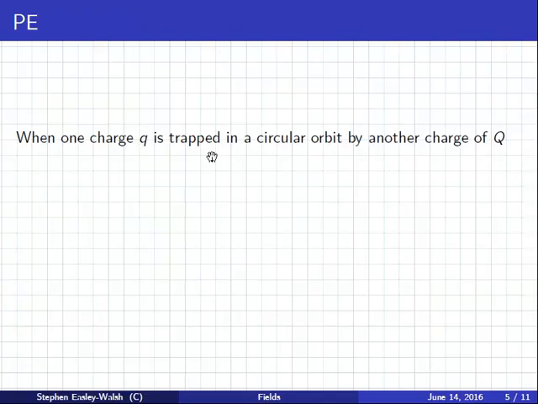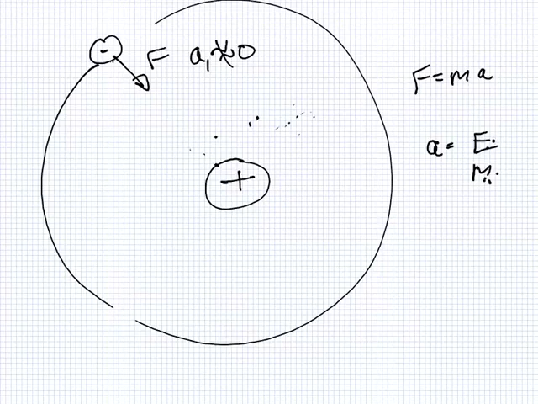Right, now, when a small charge q is trapped in a circular orbit by another charge, big Q, it will have potential energy. Will the potential energy be positive, negative, or zero? Negative, yeah. Just like in the example I drew here, this electron has negative potential energy because it's trapped. It would need energy to be freed.